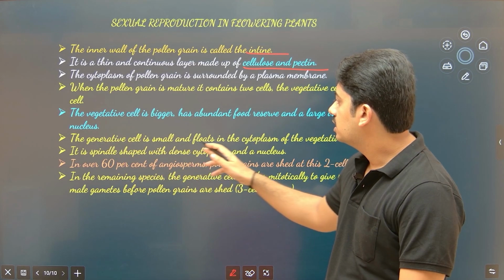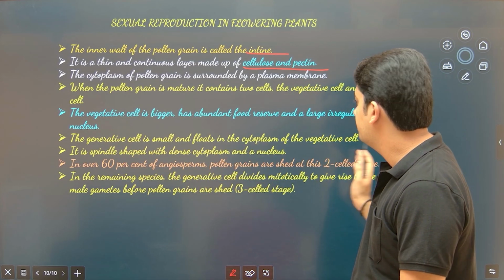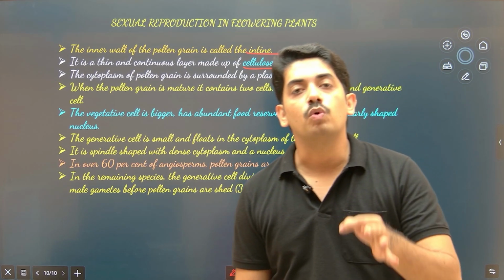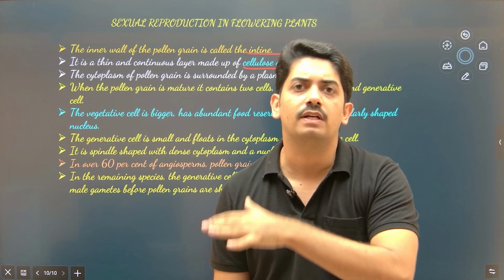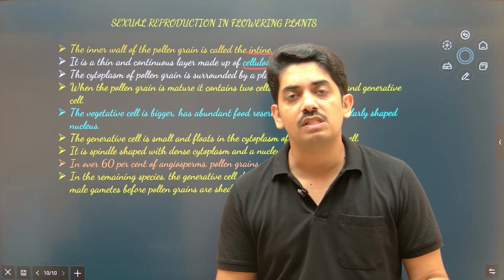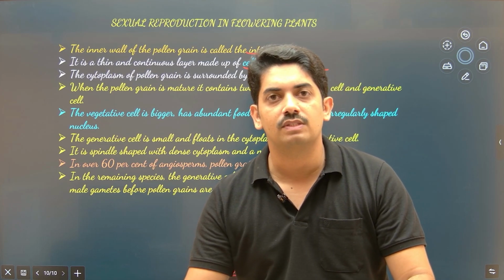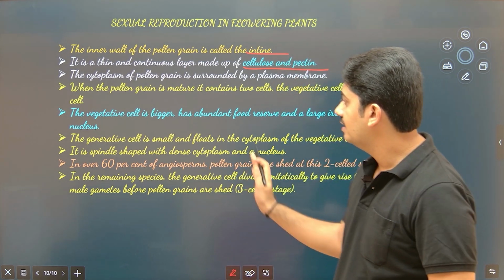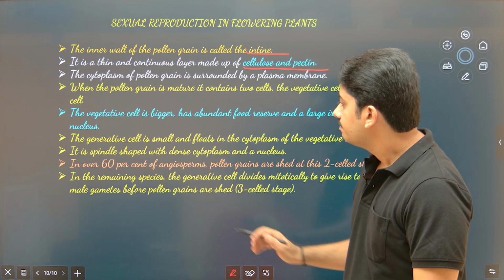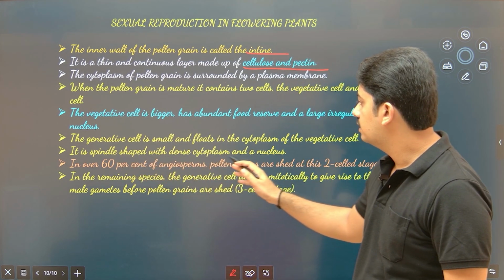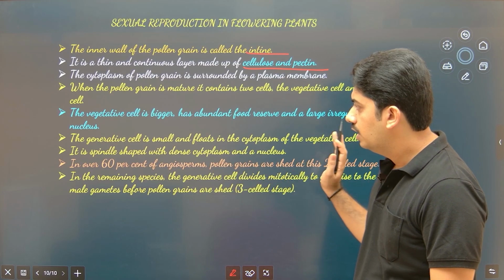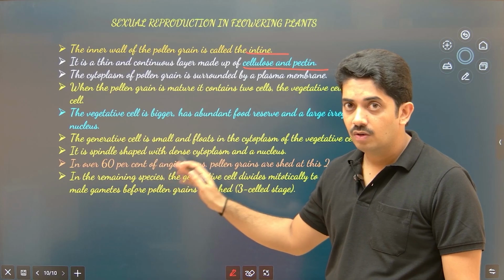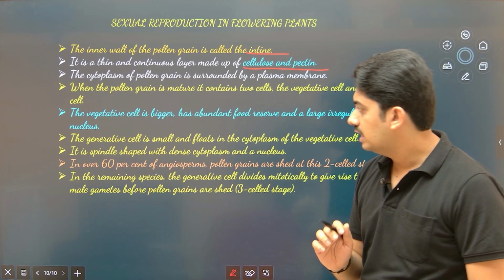The generative cell is small and floats in the cytoplasm of the vegetative cell. Again, this statement is very, very important. Most of the students find it very difficult to understand how the generative cell floats in the cytoplasm of the vegetative cell. Hope my explanation made you understand this very clearly. So it is spindle shaped with dense cytoplasm and nucleus. Spindle shaped, that is the characteristic feature of the generative cell.